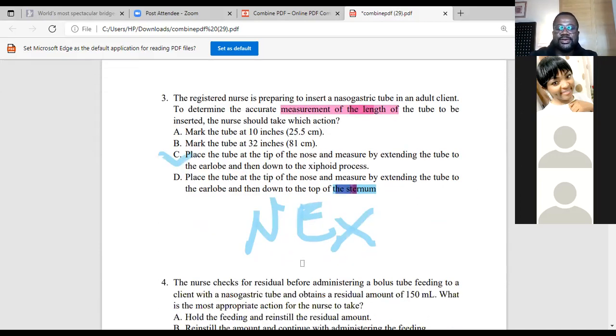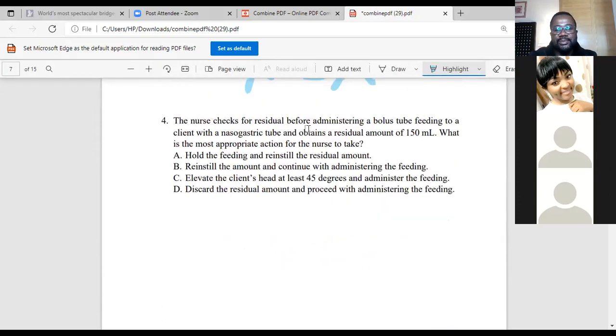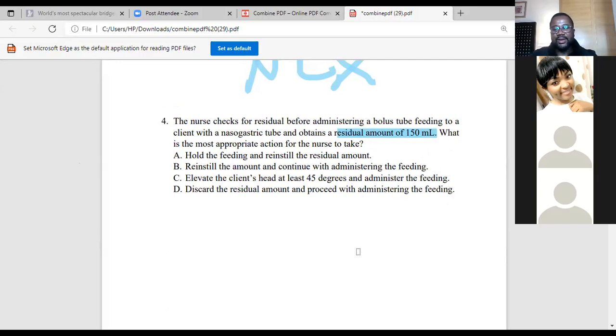Please mute yourself. Question number 4. The nurse checks for residual before administering a bolus tube feeding to a client with nasogastric tube and obtains a residual amount of 150. What is the most appropriate action for the nurse to take? Residual of 150. Good. This is a very good move. Before you administer medication, you have to check the residual volume. That is the stomach content. You have to aspirate to get a volume.